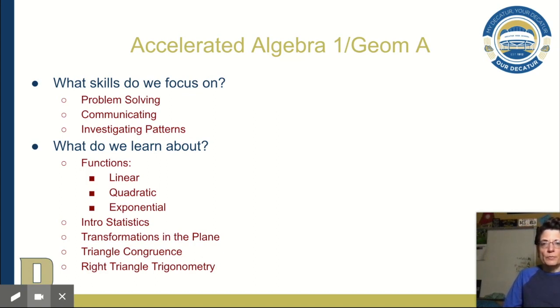We do transformations in the plane, triangle congruence, and right triangle trigonometry. By doing that, and then next year following it up with the second half of geometry in Algebra 2, you get 3 classes of math done in 2 years. If you really like math, or if you like to push yourself in math, then this class might be for you.